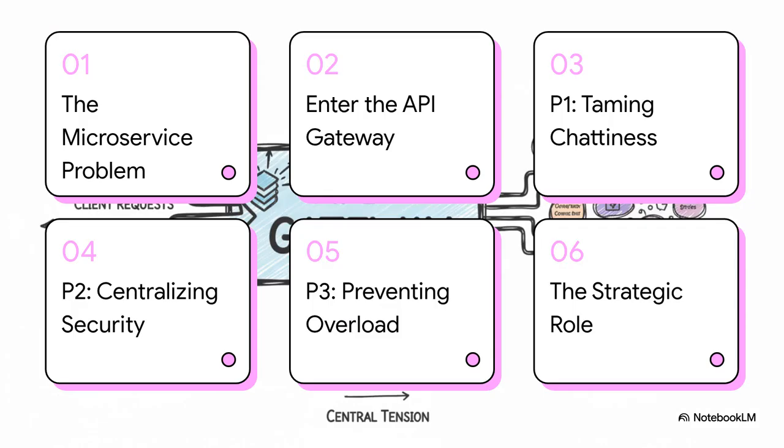So here's our game plan. We're going to start by digging into the core problem that microservices create. Then we'll introduce the API gateway as a solution. After that, we'll walk through 3 essential patterns that it uses to bring some order to that chaos. And finally, we'll zoom out and look at the bigger, more strategic role it plays.